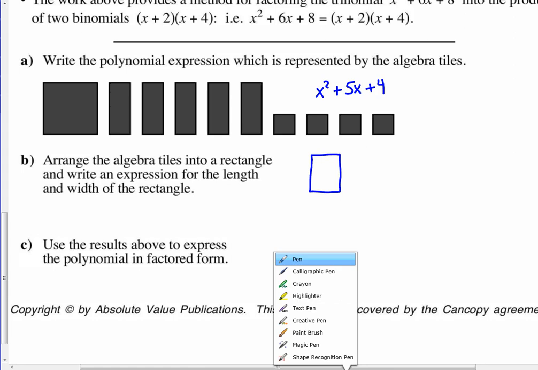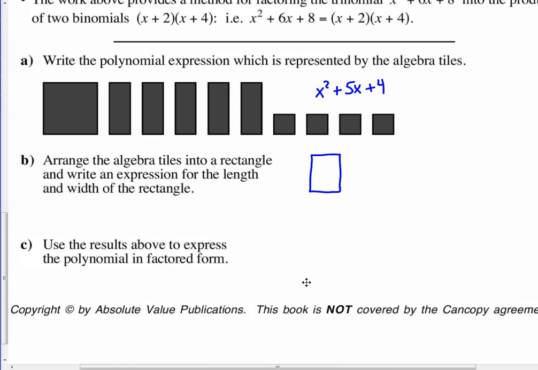I don't know if you want to shade that. It's up to you. Just use it. Okay. I mean, they're all positive, so.